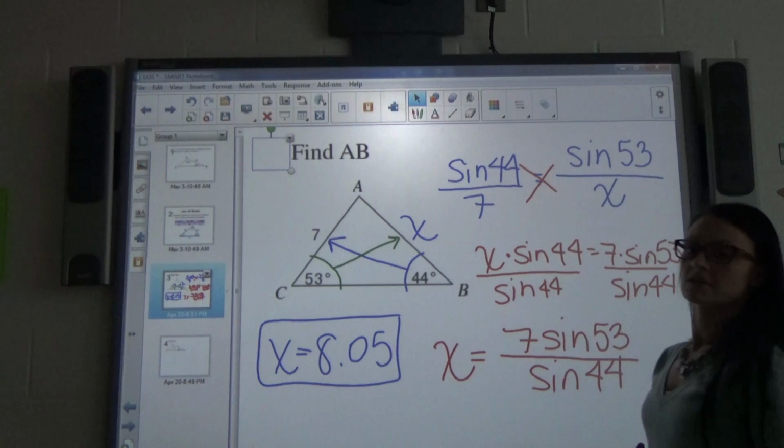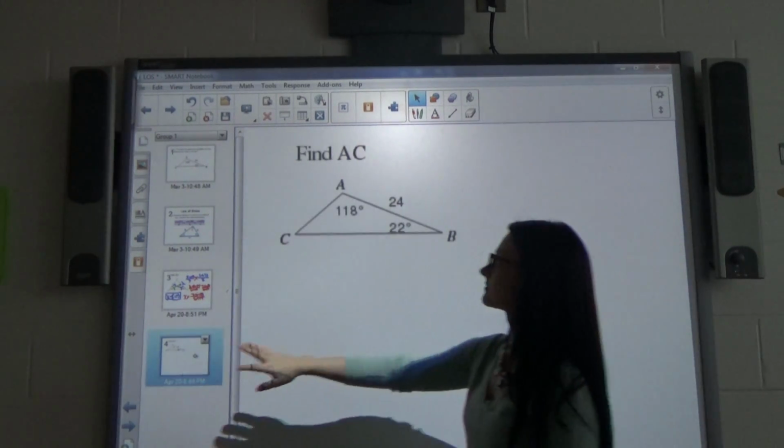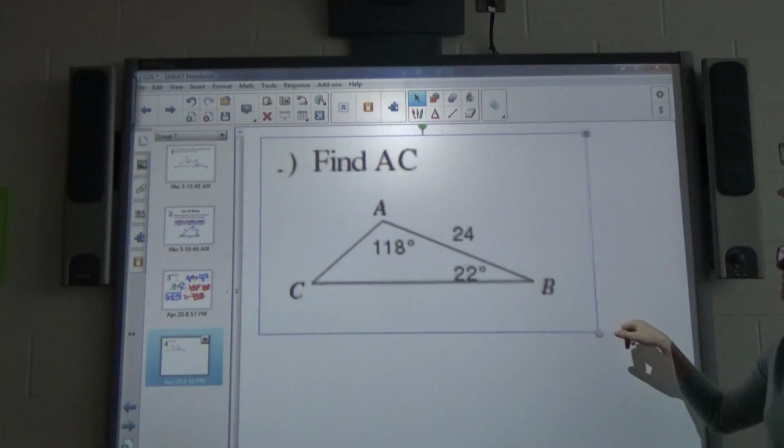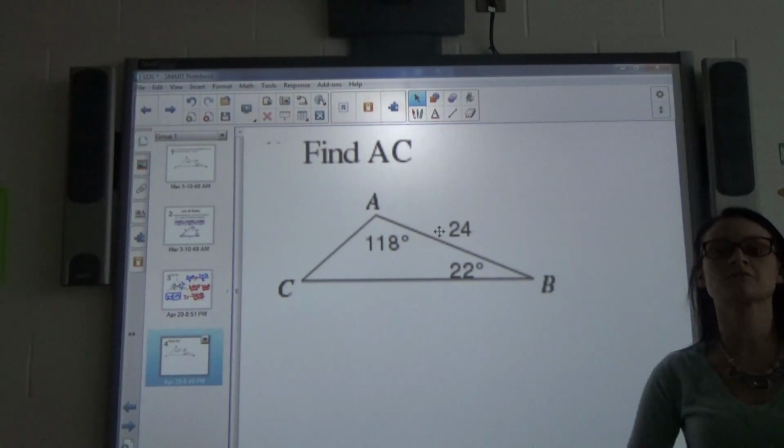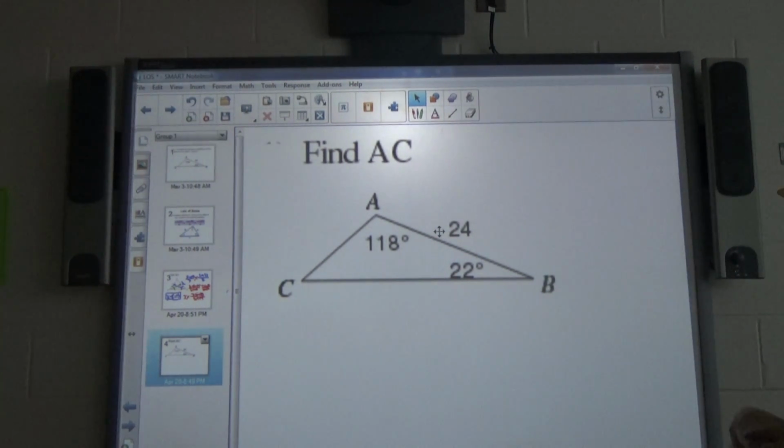And I'm going to give you an example that we actually started with at the beginning of this lesson, and I'm going to leave this up to you for the evening. And we will discuss this when you come back to class tomorrow. So your mission is to find side AC using the law of sines from this video. And if you have specific questions, make sure you bring those with you tomorrow to class as well.